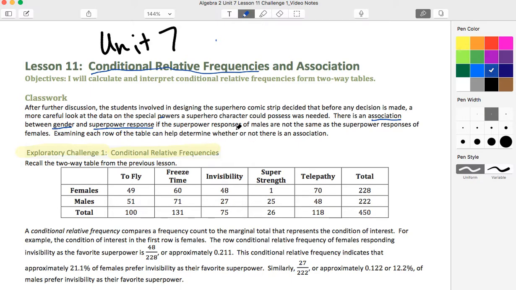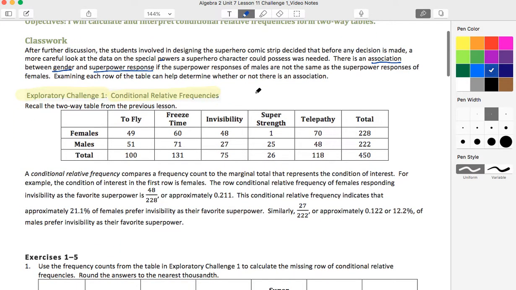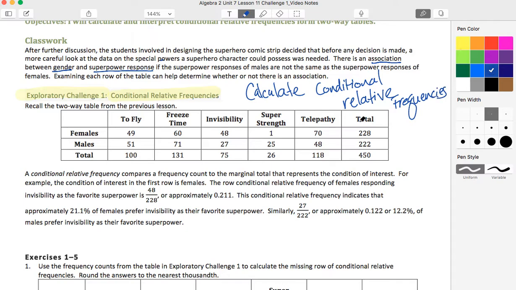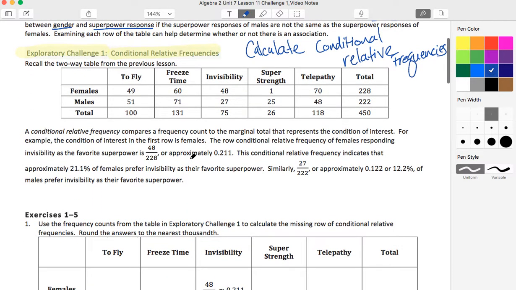Before we even talk about association, we need to talk about how to calculate conditional relative frequencies. So the theme of this video is calculating conditional relative frequencies. Now, this is our two-way table. If it's not in your notes already, it should be in your notes right now. It should take about 10 seconds to sketch out, so you can take the time.